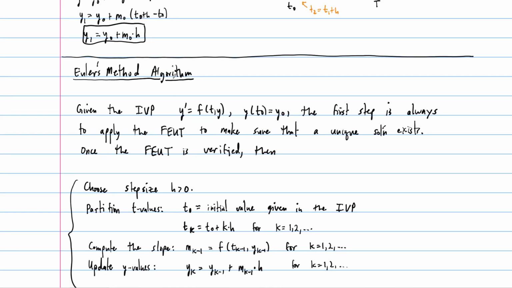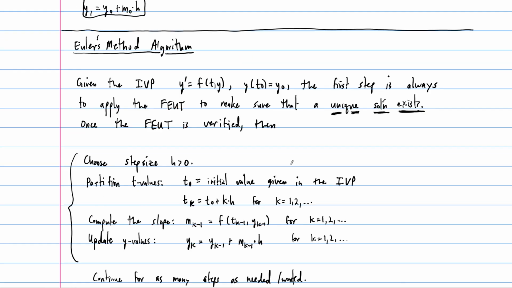Before we apply Euler's method, we first need to make sure that a unique solution exists. We talked about this a lot in the lecture on FEUTs, the fundamental existence and uniqueness theorem. The reason it's important to do this first is that it would be a complete waste of our time to apply Euler's method if either no solution existed or if the solution was not unique, if there were many, for whatever reason. So the first step is always to apply the fundamental existence and uniqueness theorem.